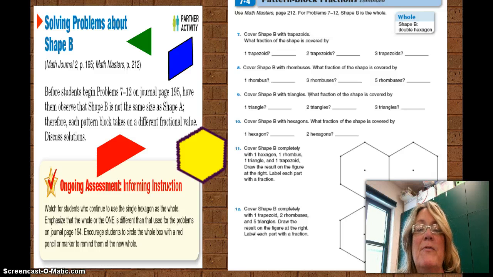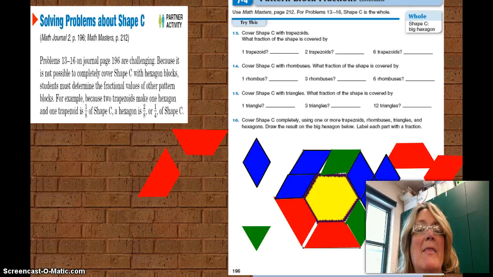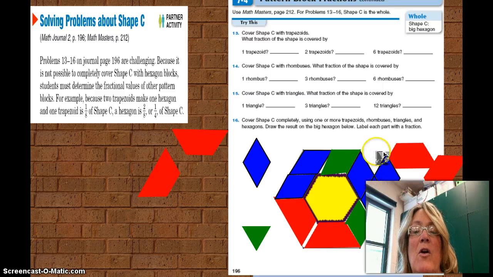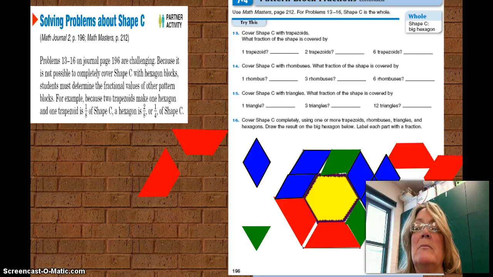Just another practice sheet for you to do on the next page, 195. Again, make sure you're looking at your whole, because down here on number 11, your whole is changing. Now your whole is 2 hexagons put together. So make sure that you're noticing that. And this last one is showing you what different ways you can fill the larger hexagonal shape with the different parts. Make sure to label each fraction.